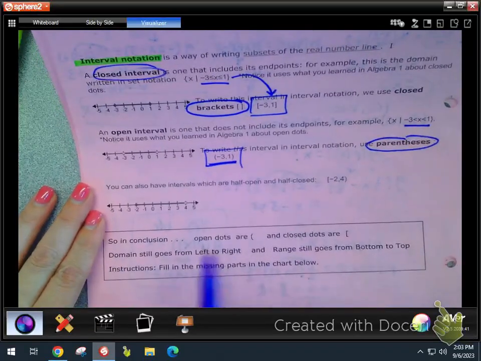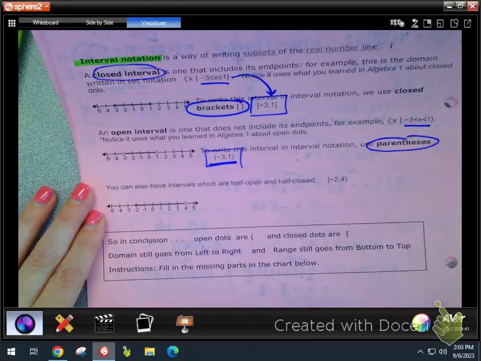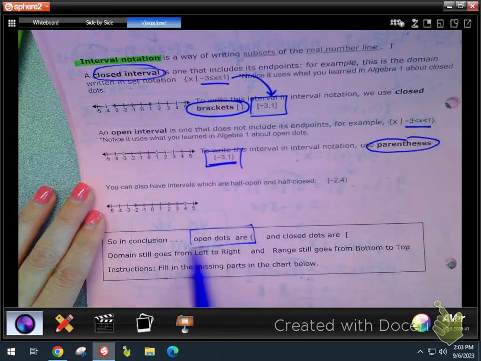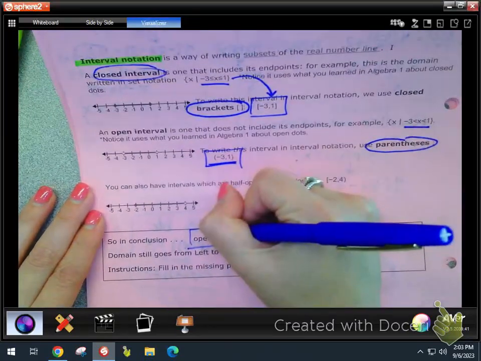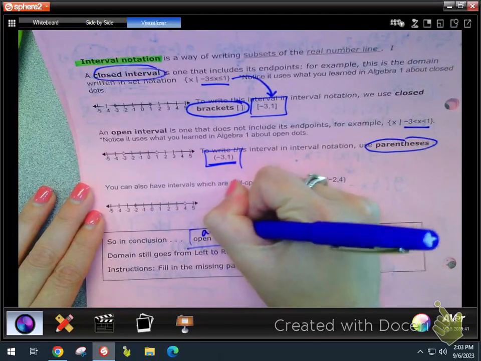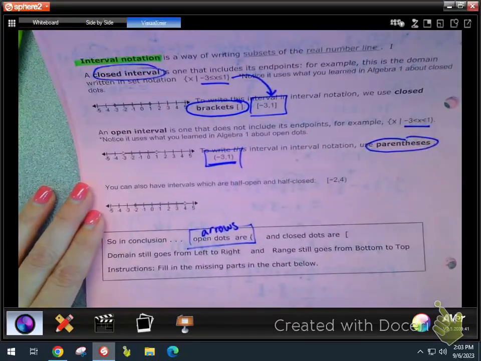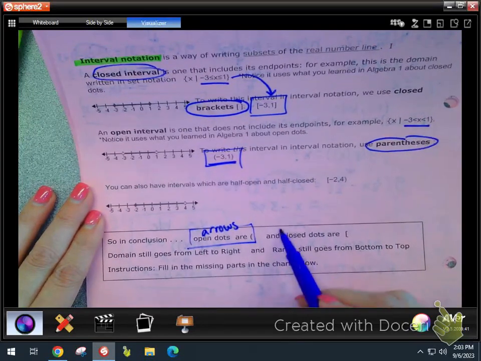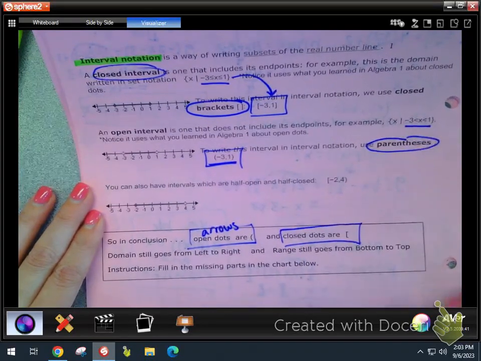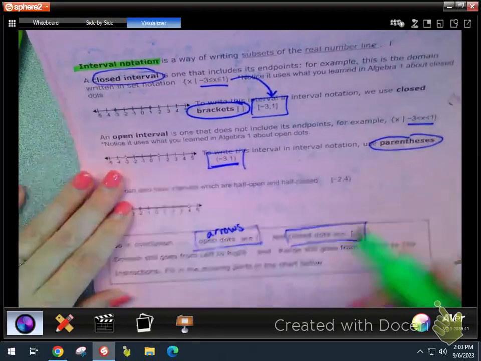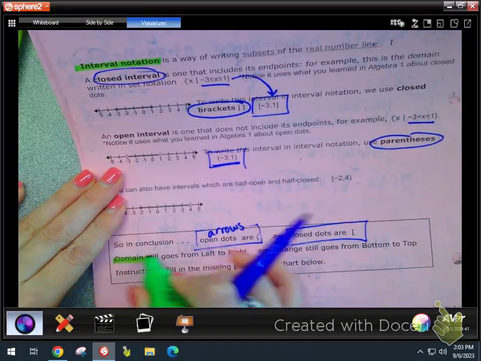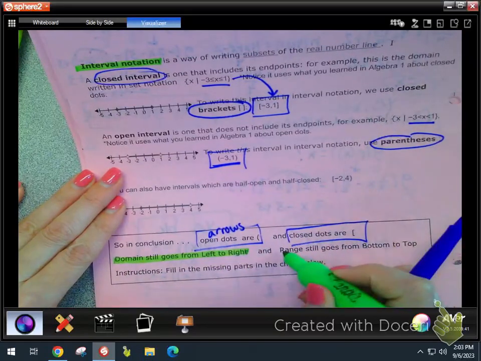So in conclusion, open dots or not included points will use a parentheses in interval notation. I'm also going to put open dots and arrows, as in going to infinity. You won't equal that, so you use a parentheses. Closed dots use a square bracket. I'm going to highlight this. Domain goes from left to right. Domain is always talking about your x's. Range goes from bottom to top.